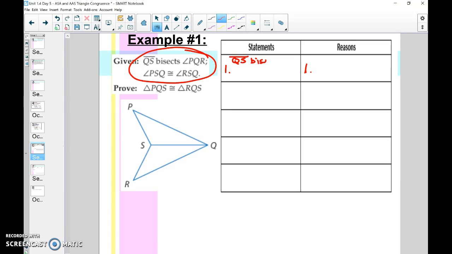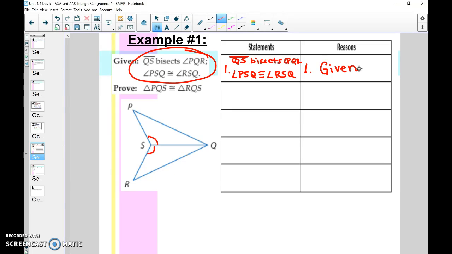QS bisects PQR. So we'll come back to that. It does explicitly tell us, though, that angle PSQ, so PSQ is this angle, is congruent to angle RSQ. RSQ is right here. So those two angles are congruent. Cool. So I already know one of my angles. I don't know if it's going to be angle, angle, side, or angle, side, angle yet, but I know I've got an angle pair.